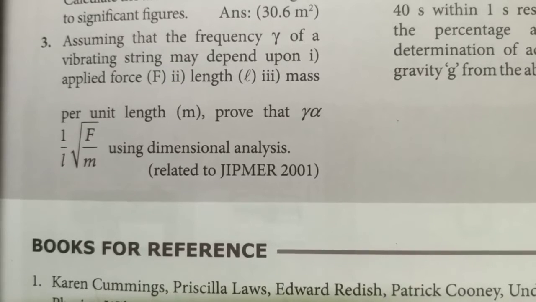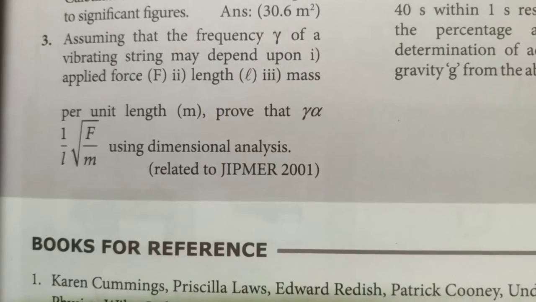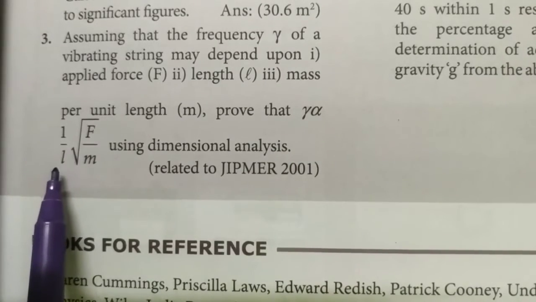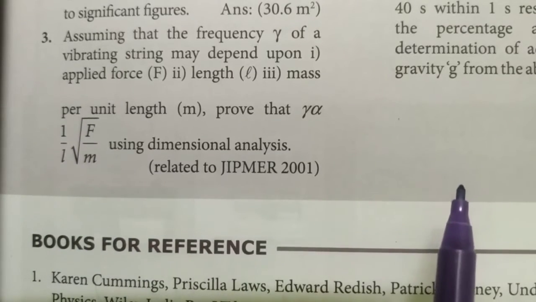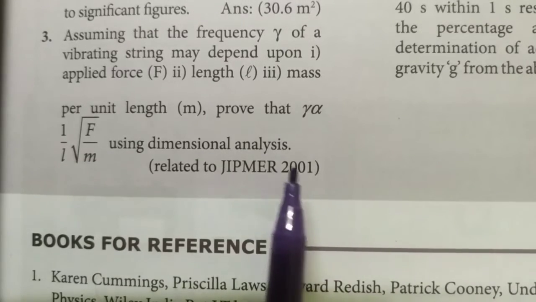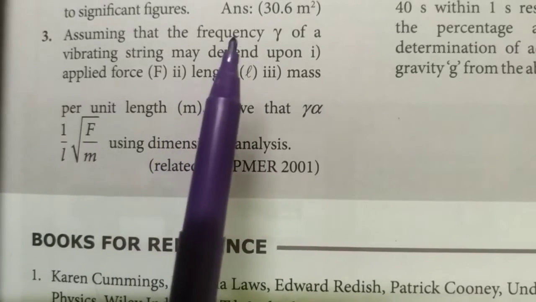Assuming that the frequency of a vibrating string may depend upon applied force F, length L, mass per unit length M, then prove that nu is proportional to 1 by L root of F by M. Okay. So it was asked to prove this using dimensional analysis. For that we must know the dimensional formulas for the applied force, then length, then mass per unit length and the frequency.